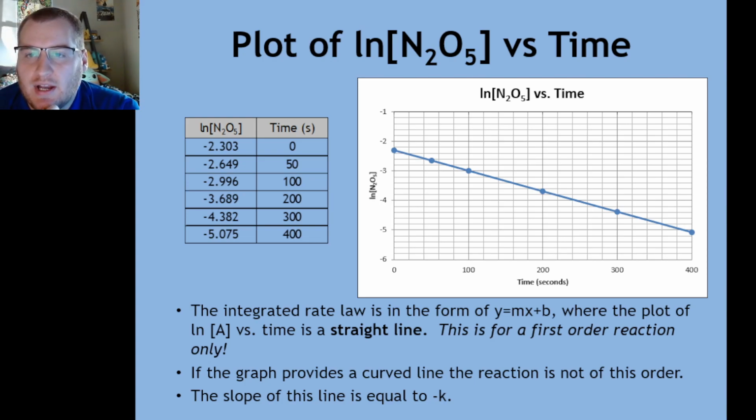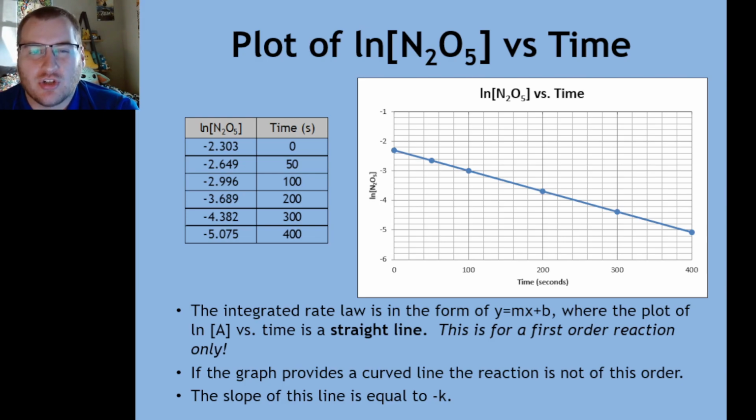Here is the plot of the ln of N2O5, which is just our reactant, versus time. We're going to graph the time versus the natural log of this number. When this is graphed, you notice it's a straight line. And that's basically what this is used for. If the graph of time versus the natural log of something is a straight line, that tells you it's a first order reaction. If it's not a straight line, then you don't know what order it is. It could be 0, could be second. We'll have to test another way.